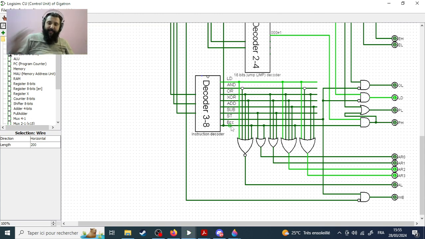Which means each of the horizontal wire signals represents an instruction, and only one instruction is activated at any time. Which one? This is the entry of the decoder. This is the code of the instruction that we put here that activates each wire. Let's do some simple examples.